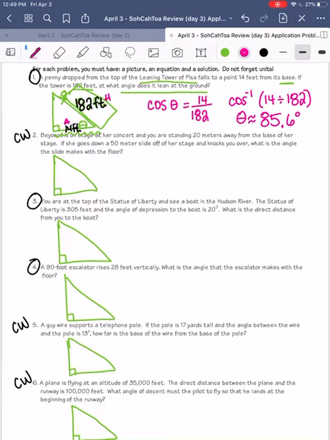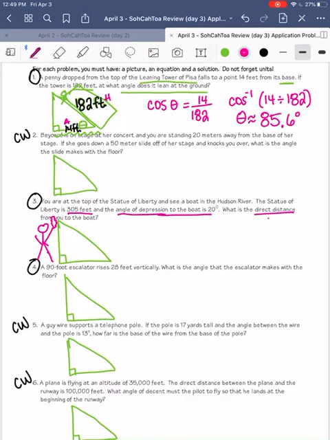You are at the top of the Statue of Liberty and see a boat in the Hudson River. The Statue of Liberty is 305 feet. So that's like how tall it is. So we have the Statue of Liberty here. Here's the fire in her hand. Okay. What is the direct distance? Oh, the angle of depression is 20 degrees. What is the direct distance?